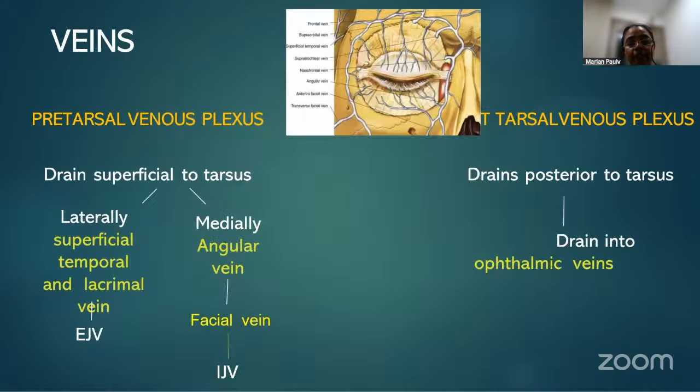Now coming to the venous drainage, there is a pre-tarsal venous plexus and a post-tarsal venous plexus. The pre-tarsal venous plexus is superficial to the tarsus, as the name denotes. Laterally, it drains to the superficial temporal and lacrimal vein, and finally drains to the external jugular vein. Medially, via the angular vein and facial vein, it drains to the internal jugular vein. The post-tarsal plexus is the deep vein, posterior to the tarsus, and drains to the ophthalmic veins.